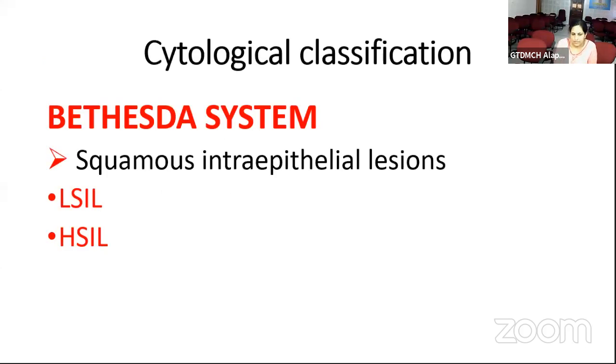The cytology classification is the Bethesda system, which we commonly use nowadays. There are squamous intraepithelial lesions and adenomatous lesions. Squamous intraepithelial lesions are classified into LSIL, or low grade squamous intraepithelial lesions, and HSIL, or high grade squamous intraepithelial lesions.